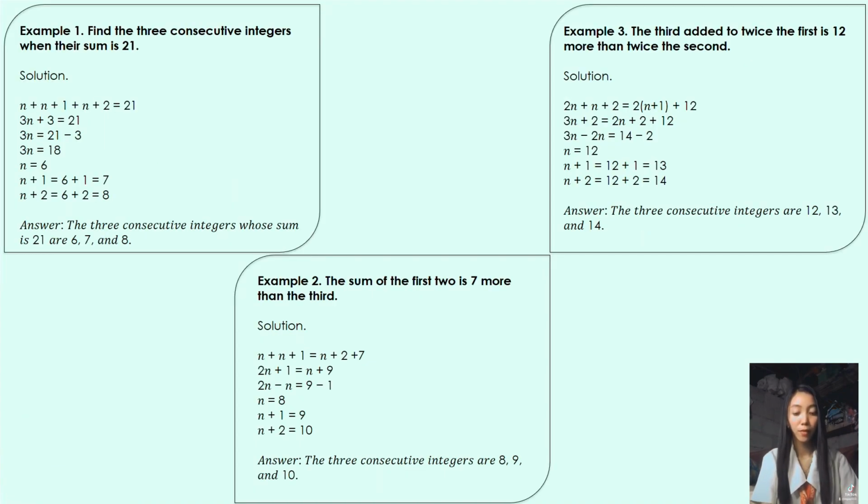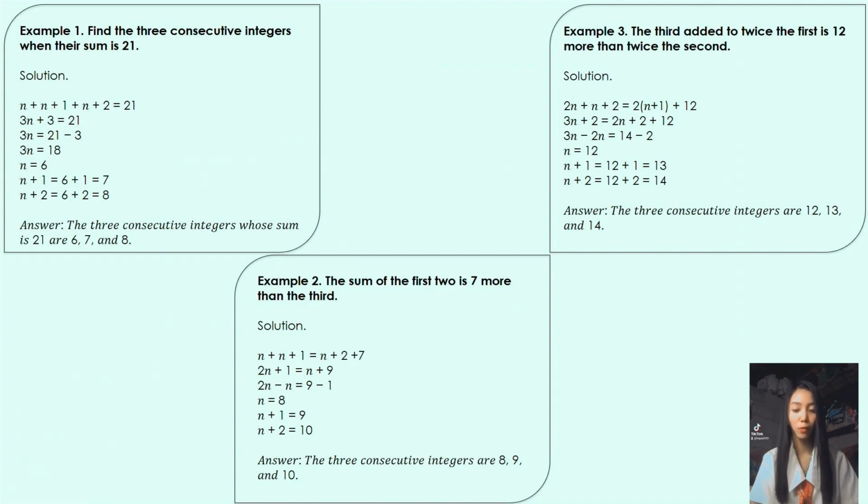Example 1. Find the three consecutive integers when their sum is 21. Solution. n plus n plus 1 plus n plus 2 equals 21. 3n plus 3 equals 21. In the given 3n plus 3 equals 21, the 3 will be moved to the right and change the sign from positive to negative. It will become 3n equals 21 minus 3. 3n equals 18. n equals 6, n plus 1 equals 6 plus 1 equals 7, n plus 2 equals 6 plus 2 equals 8.